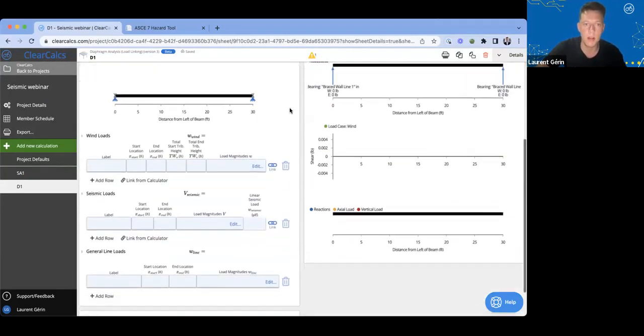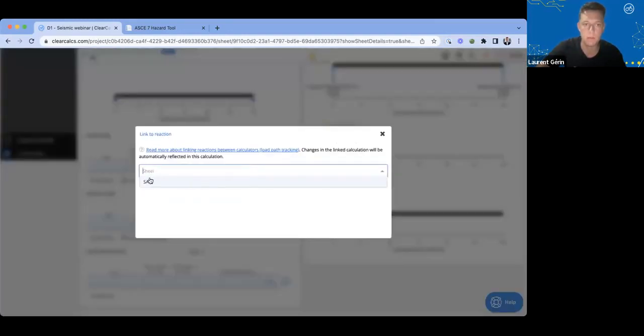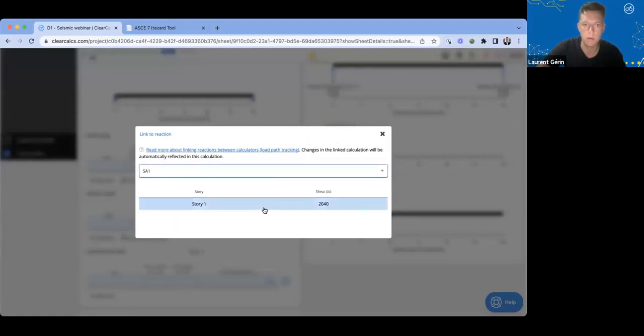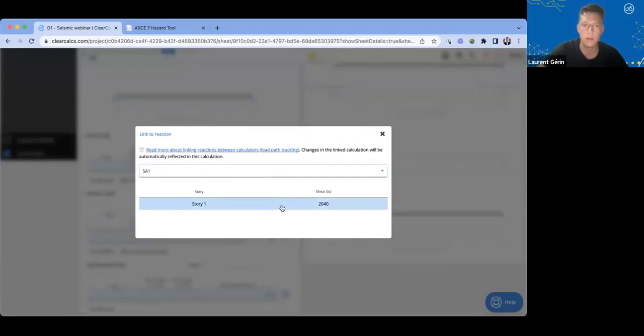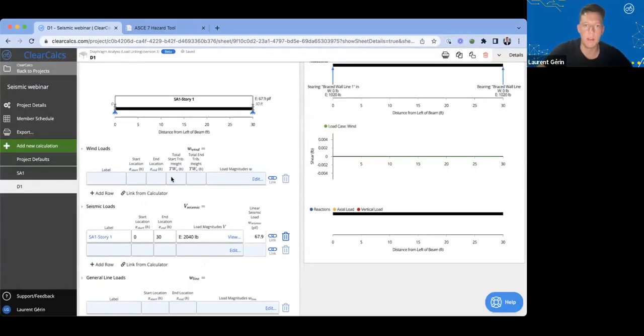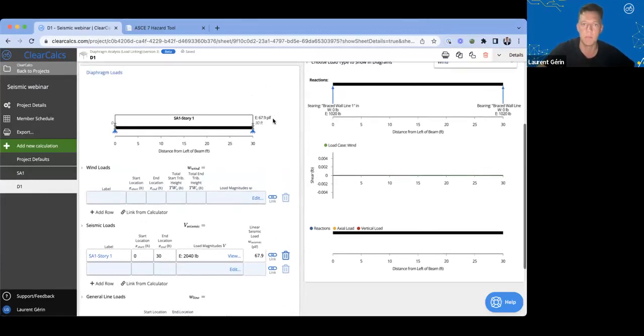And then here, when you see seismic loads, I'm going to hit this link button. And once I do this, I'm going to say seismic analysis one. There we go. I'm going to select story one, the only story, 2,040 pounds. And you'll see by default, it applied it over the entire length of the diaphragm. So that seismic load ends up being 68 pounds per linear foot.